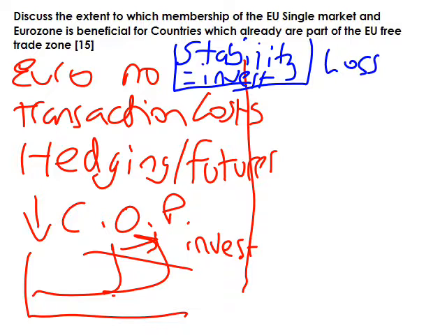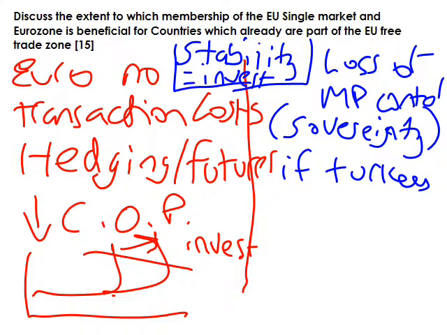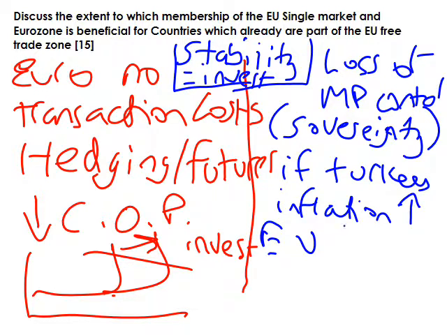The loss of control of monetary policy, you can also call sovereignty. So you lose the ability to control your own monetary policy. So if, for example, Turkey's inflation is high and the whole of the EU's, or the rest of the EU's, is low, when Turkey potentially would join, what you would end up with is that the interest rates are for the majority, not the minority.